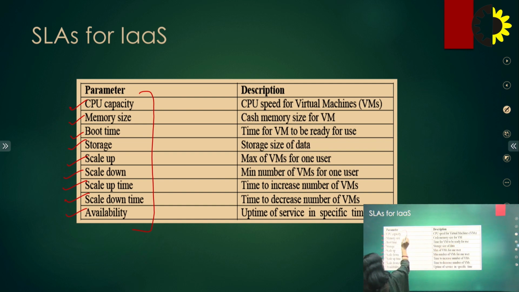For example, CPU capacity, CPU speed for virtual machines, this parameter must be mentioned in numerical values by the cloud providers. The cloud auditor checks whether the service mentioned in the SLA is actually provided by the cloud provider or not. So this is the task of cloud auditors, to apply the checkpoints on the cloud providers.